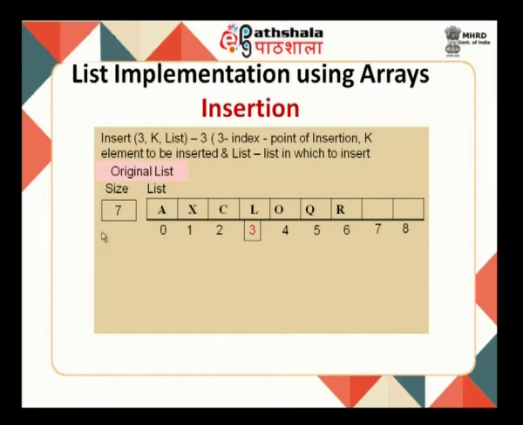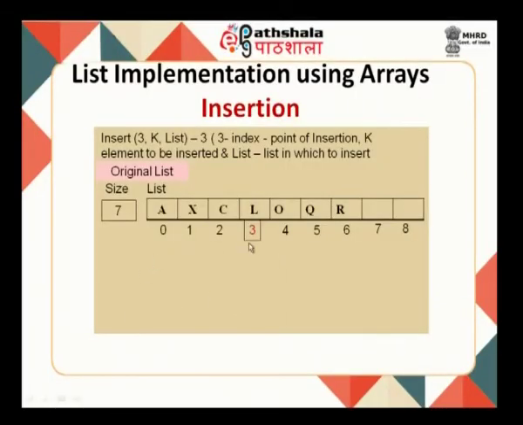So, this is the original list. We are starting the list from 0. Some places they start with 1. It does not matter. Why we start with 0 is because most arrays are represented with 0 indexing. So, here we have 0. So, what we want to do is insert k at this position.